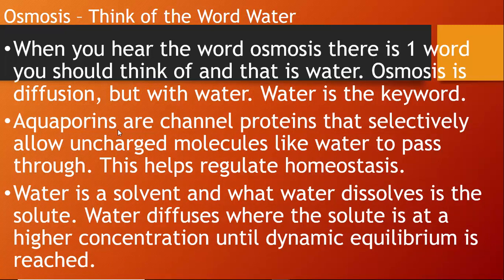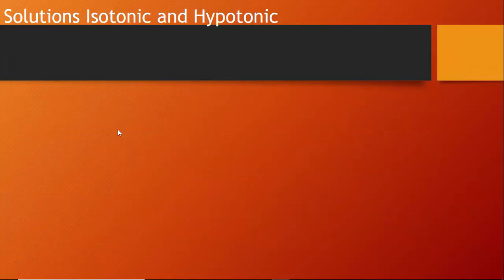Osmosis. Now, water is a solvent, and what water dissolves is known as a solute. We talked about this in the last chapter. So water diffuses where the solute is at a higher concentration until dynamic equilibrium is reached. And we're going to take a look at a couple types of solutions. We're also going to look at some illustrations, and we'll be doing this in class as well to get a better idea of how this works.